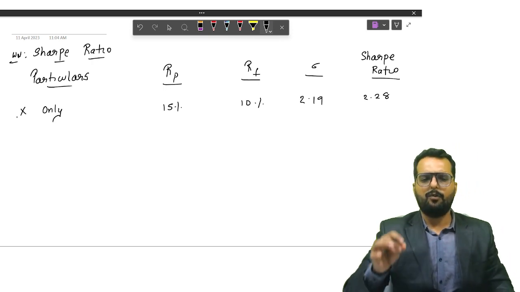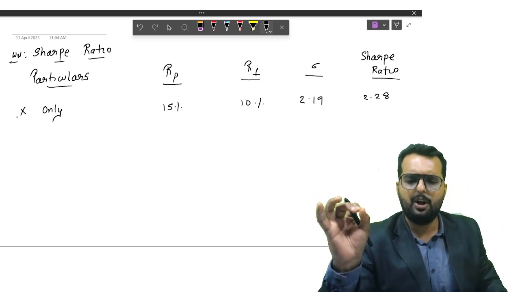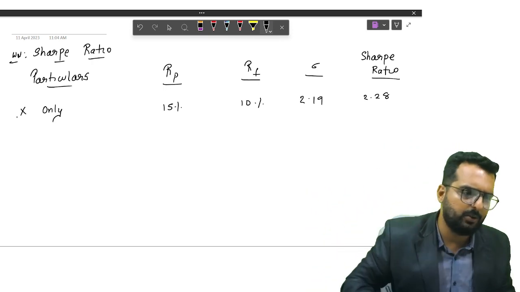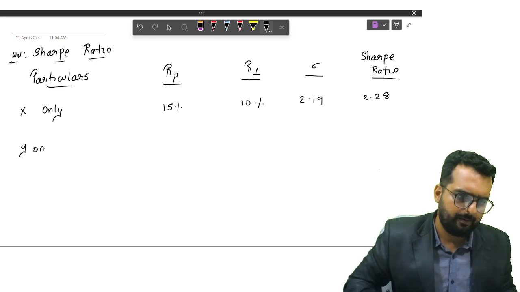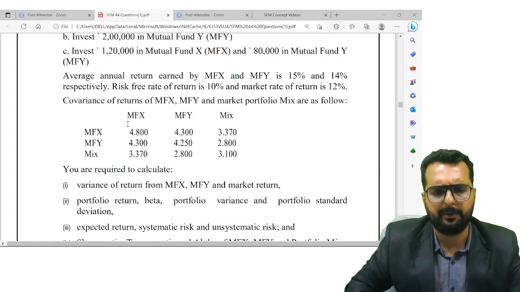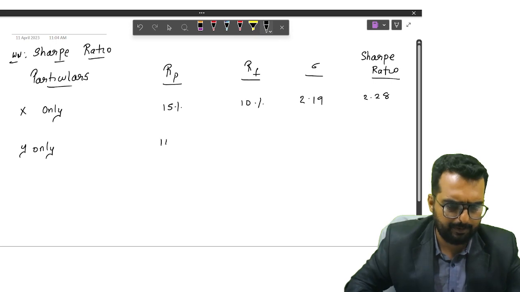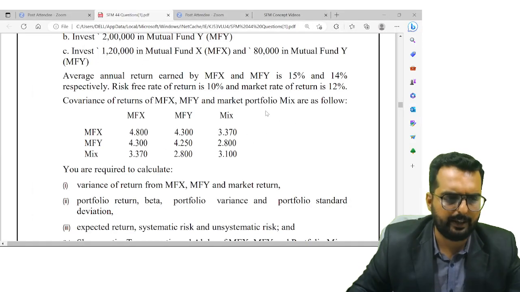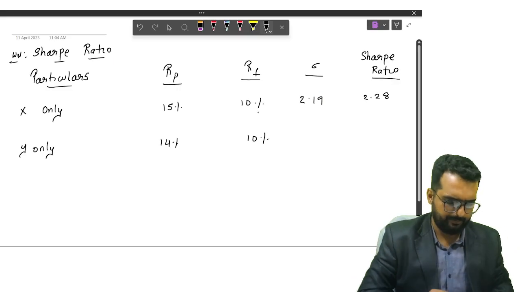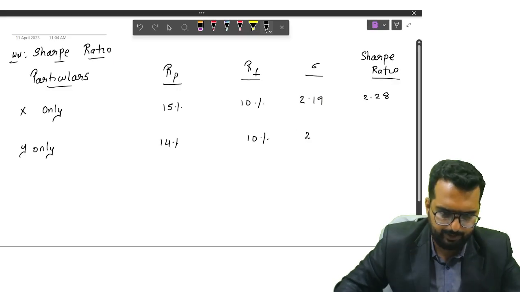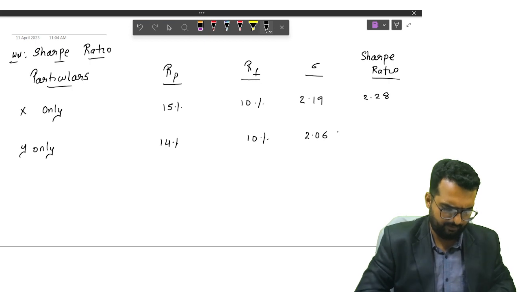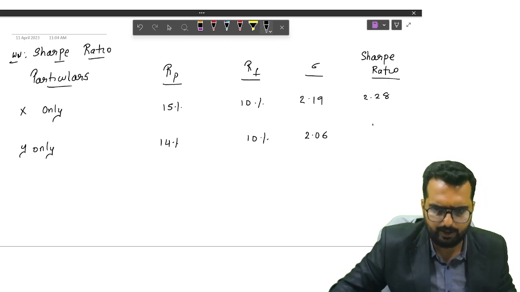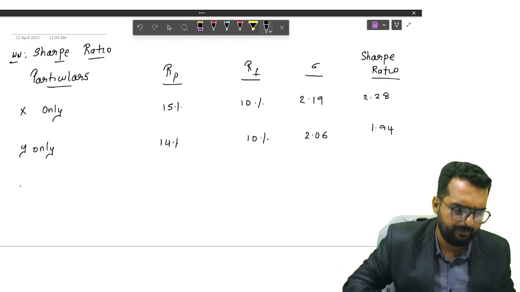Or the logic is, for every 1% of risk taken, your return premium is going to be how much? 2.28. Second one is Y only. What about Y only? You have 14% here, 10% over here. And what is the risk of Y? 4.25 square root. That is 2.06. Do you get the answer as 1.94?